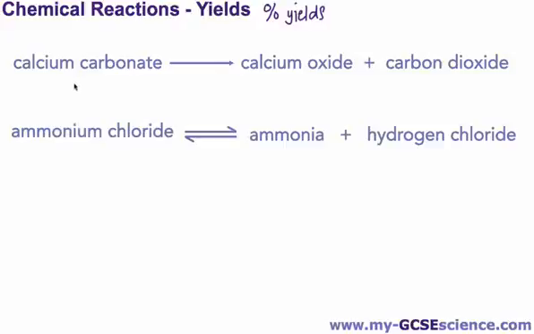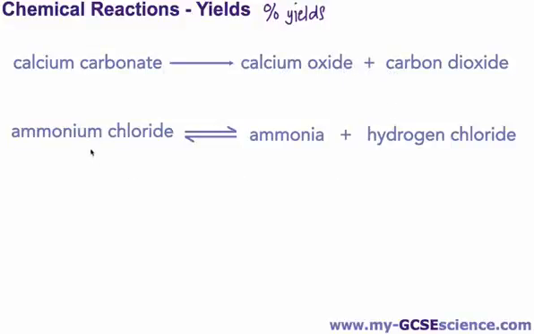Now, here are two chemical reactions. We've got calcium carbonate, which under certain conditions, if you heat it, undergoes what's called a thermal decomposition reaction, which you might remember from unit C1. When you heat calcium carbonate, you will get calcium oxide plus carbon dioxide.